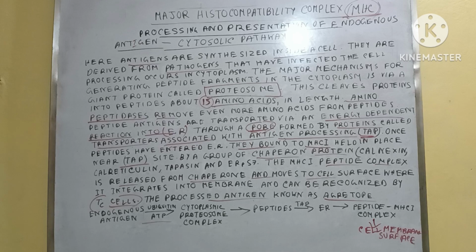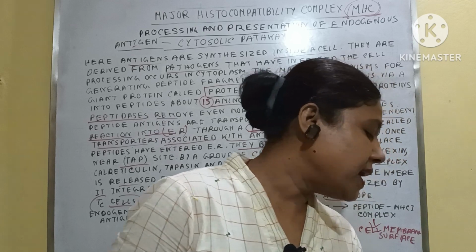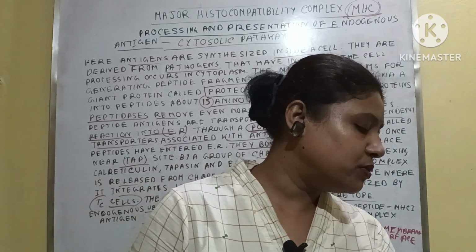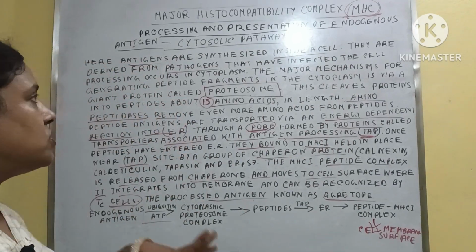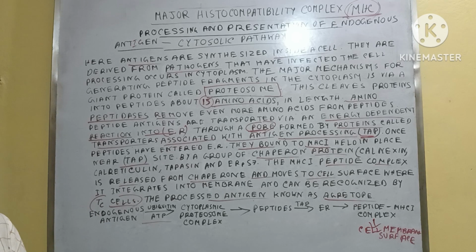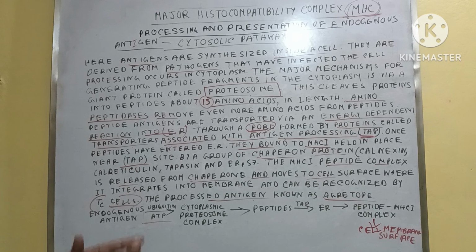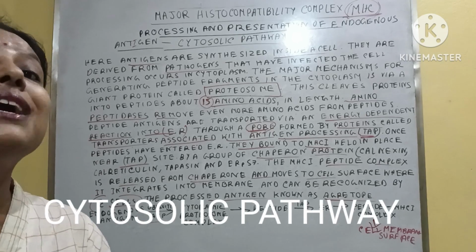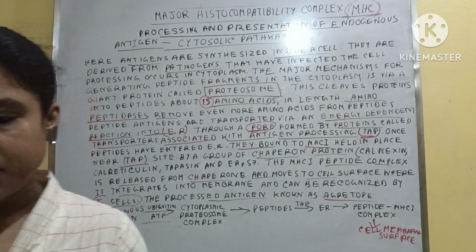So this is the actual process of the cytosolic pathway, and I will describe the endocytic pathway in my next video. I think you all properly understood the cytosolic pathway, the activity of MHC1 with these endogenous peptides. How it is possible is explained here. Clear? And in the next video, I will describe what happens to the exogenous peptides and the MHC2 complex. Clear? So, thank you.